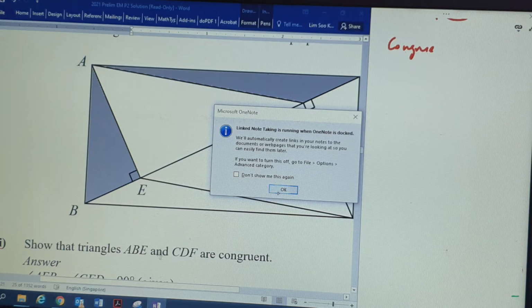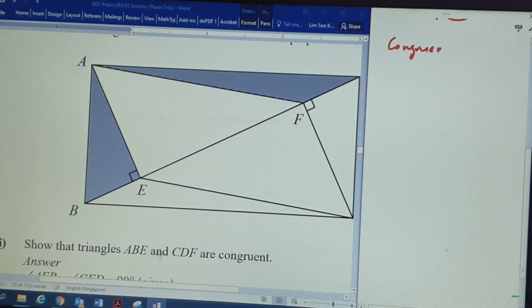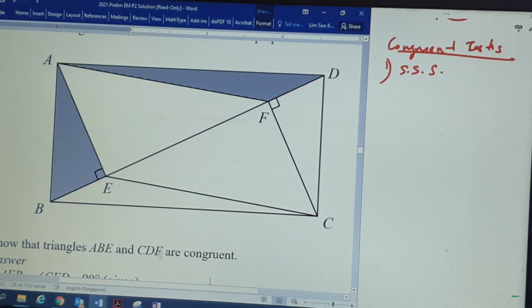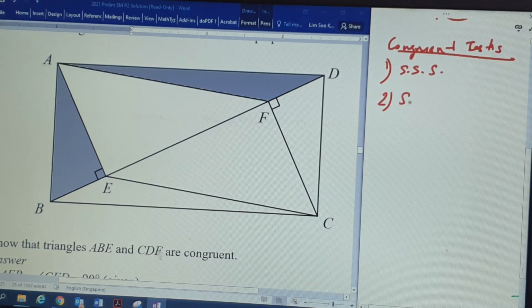The first one is SSS. That means all the sides are the same. So let's see whether we can use SSS. We know that this side AB is the same as this side CD. But other than that, we don't know the length of this side, this side, or this. So we can't use SSS. Now the next one that is a congruence test is SAS.